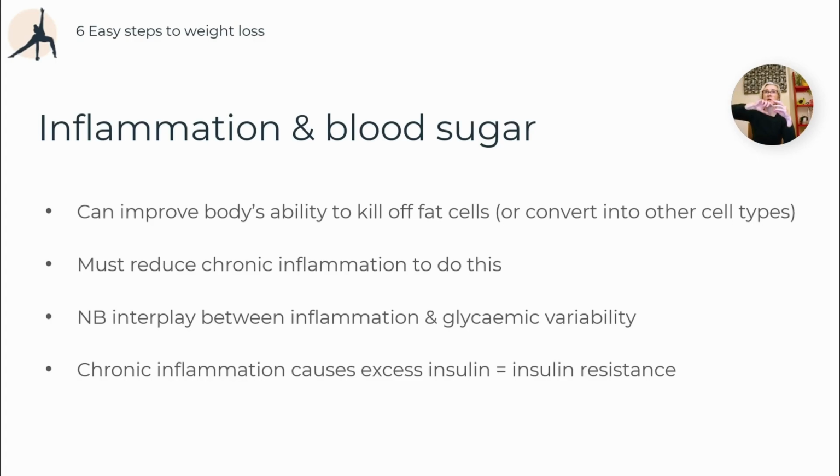In other words, if there's a huge trend in upward and downward spikes, there's more likely to be inflammation in the body. In fact, that goes to the last point. Chronic inflammation causes excess insulin. And the minute you've got excess insulin, what happens? Your cells become deaf to the signal. They don't hear the knock.